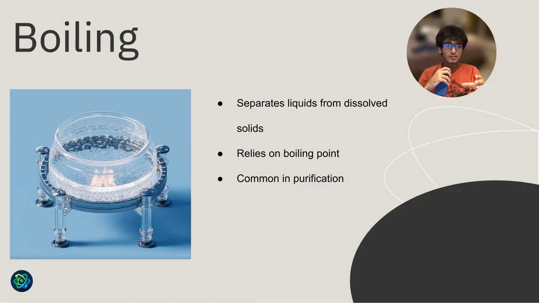Boiling separates the liquids from the dissolved solids. It relies on boiling point, and it's very common in purification. So let's just say you have a lot of tiny little chunks of wood, and you also have water, which they are soaked in, right? So you want to separate the water from the chunks of wood, but you don't know how to do that. So what you can do is boil that water, and the water is slowly going to evaporate and move away, leaving those little chunks of wood behind, right?